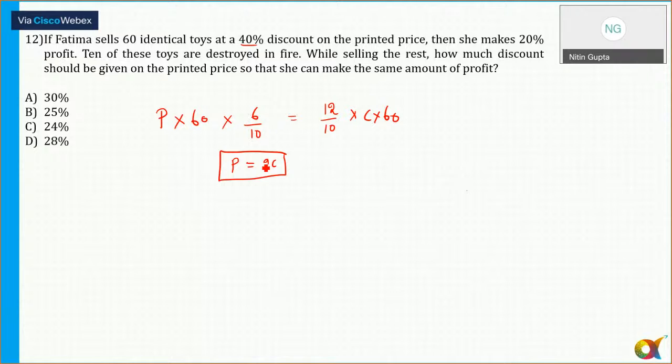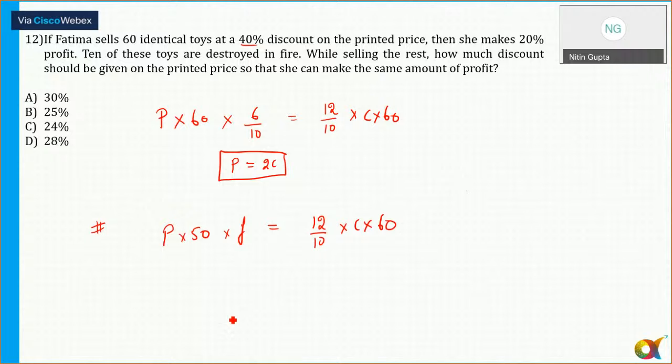Now it says 10 of these toys are destroyed in a fire. Okay, no issues. So now in the second case, the printed price on each of the toys is P, and she is selling only 50 toys. And while selling the rest, how much discount? Let's say because of the discount, my multiplying factor is F. So how much discount should be given on the printed price so that she can make the same amount of profit? So the overall selling price is the same.